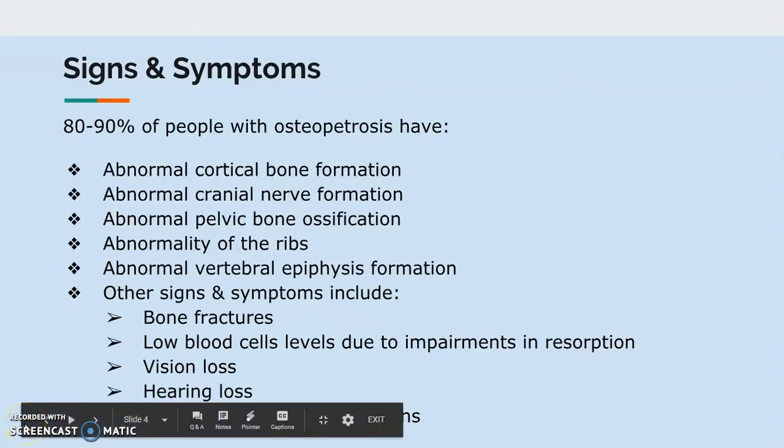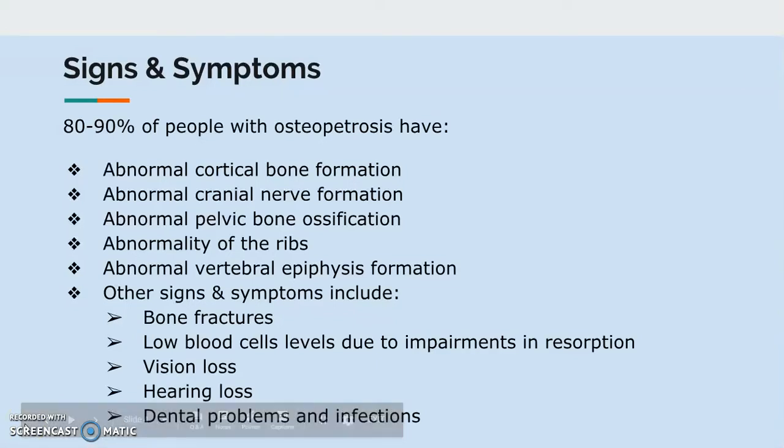abnormality of the ribs, abnormal vertebral epiphysis formation, and other signs and symptoms include bone fractures, low blood cell levels due to the impairments in reabsorption, vision loss, hearing loss, and dental problems and infections.